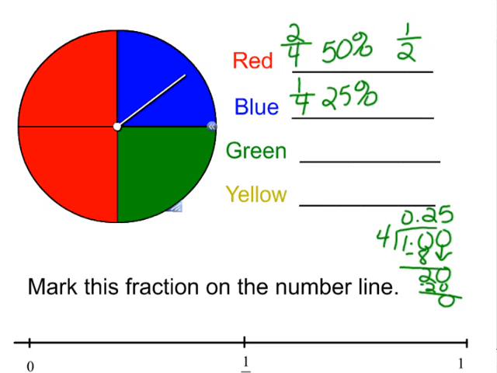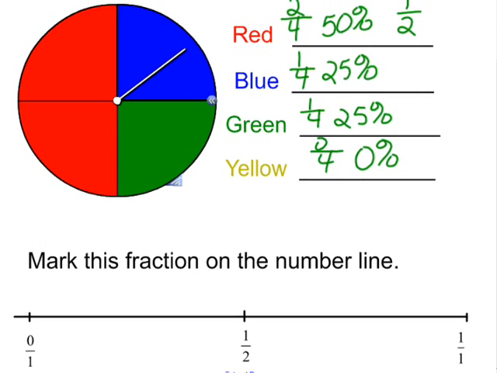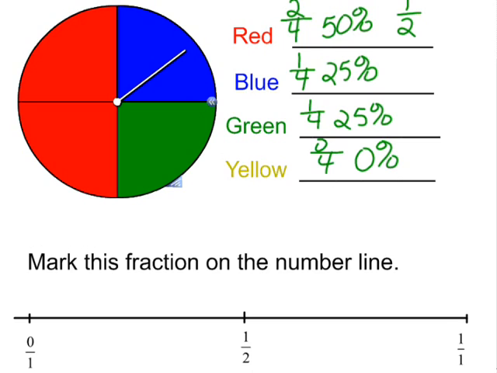25%. What fraction is green? 1 out of 4. Same as the blue, or 25%. What fraction is yellow? 0 out of 4 is yellow, or a 0% chance of landing on yellow. Let's mark these percents on the number line. So what is our chances of landing on red? They're half, 50%. That's our chance of landing on red.